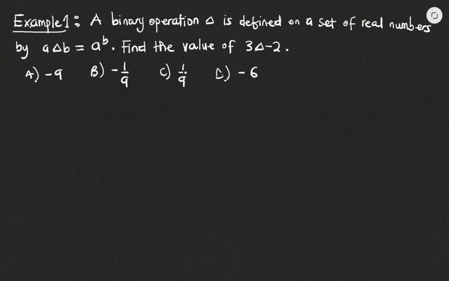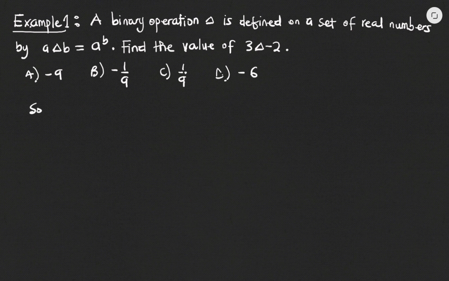A binary operation, small triangle, is defined on a set of real numbers by A operation B. Okay, the triangle is what we are calling the operation. So A operation B is equal to A to the power B. We are to find the value of 3 operation negative 2. Now we have the possible answers. A equals negative 9, B equals negative 1 on 9, C positive 1 on 9, and D negative 6. So let's proceed to look at which of these possible answers is correct for this question.